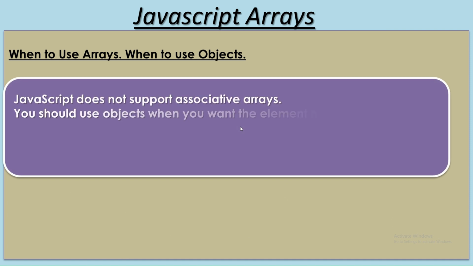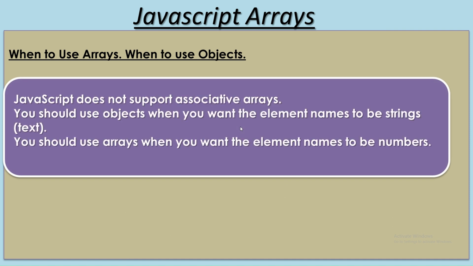When to use arrays and when to use objects. JavaScript does not support associative arrays. You should use objects when you want the element names to be strings or text. You should use arrays when you want the element names to be numbers.